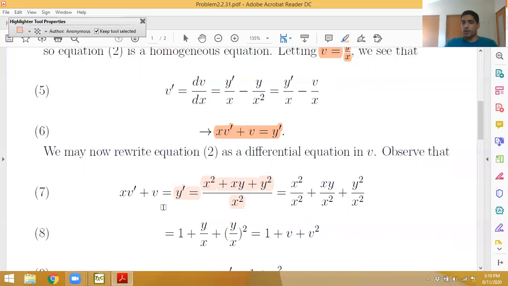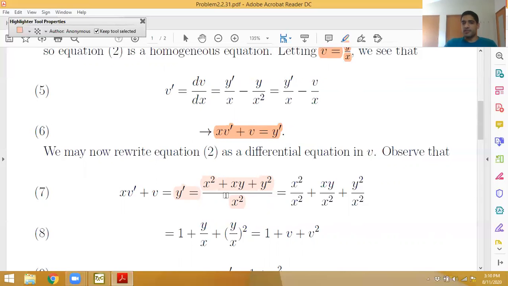Now, this is the part where we're going to make use of the homogeneity, right? Because technically, everything I've said so far, this replacing y prime with x v prime plus v, you can always do that if you want to. You can always just define v to be y over x, and then determine that y prime is going to be x v prime plus v, and make that substitution. But the reason this is a useful substitution is because of the homogeneity, as we're about to see.